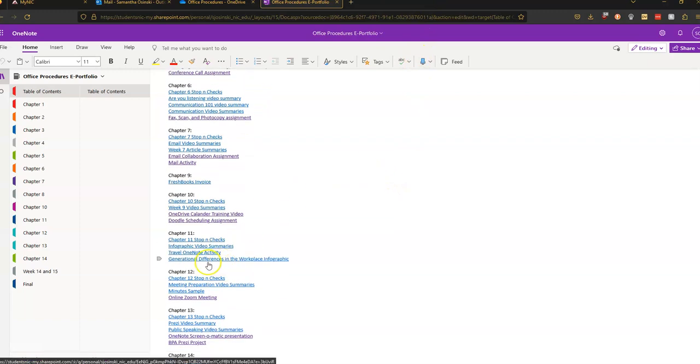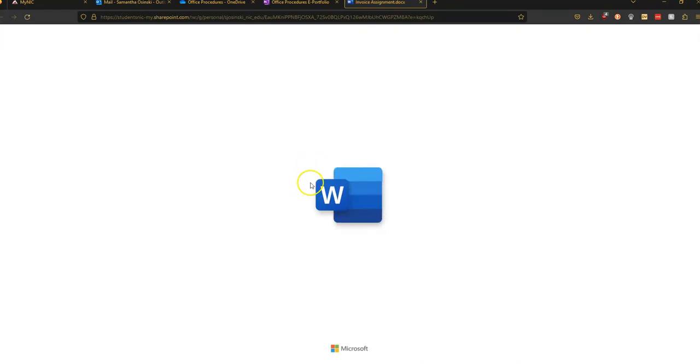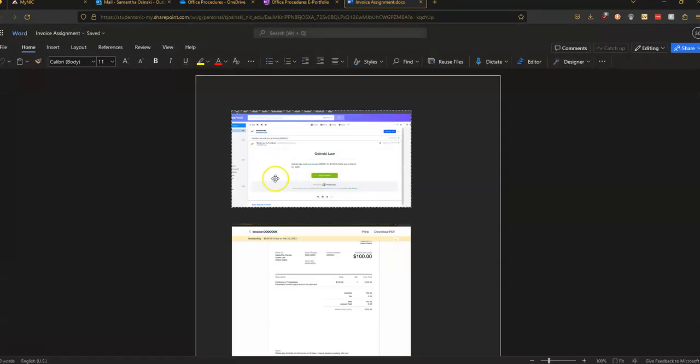And then we did a FreshBooks assignment, which is right here. Sorry, it took me a while to find it. So we did an invoice on FreshBooks, and we included the proof here in a Word document in our OneDrive account.